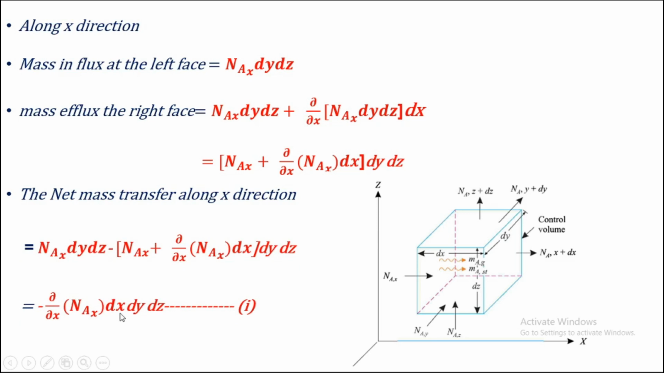into dx dy dz. That is the first term. In the first term, Nax dy dz is here. Here one more minus Nax is here. So these two terms get cancelled. So the remaining term is as shown here. So this is our equation 1.